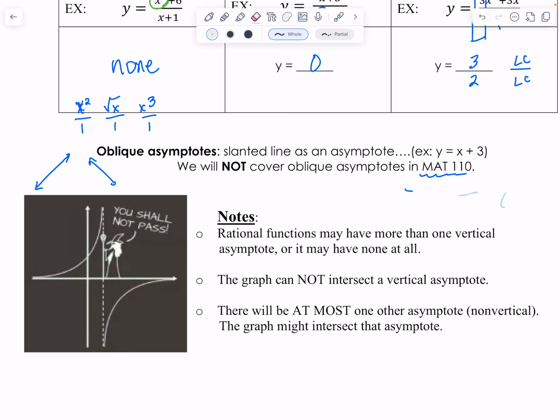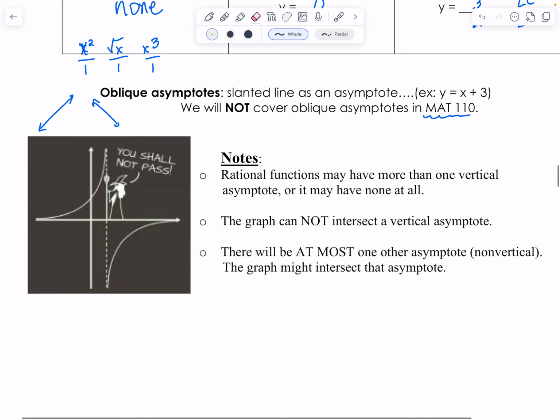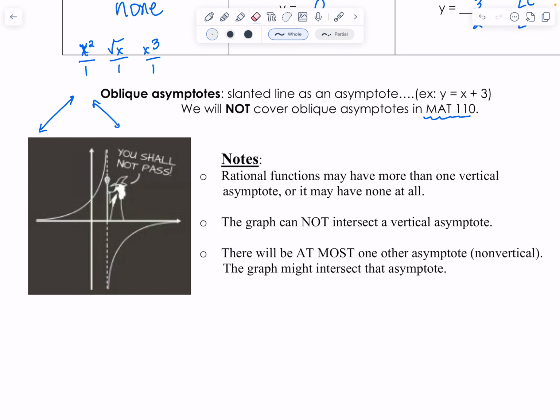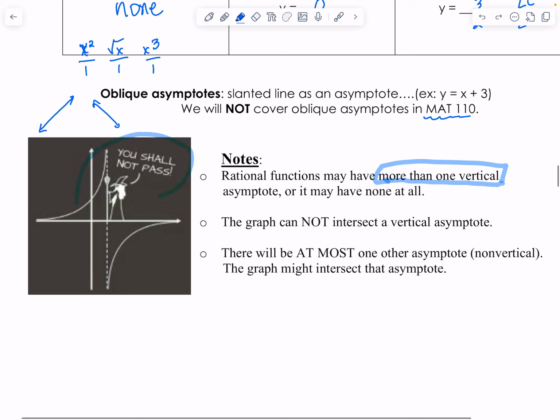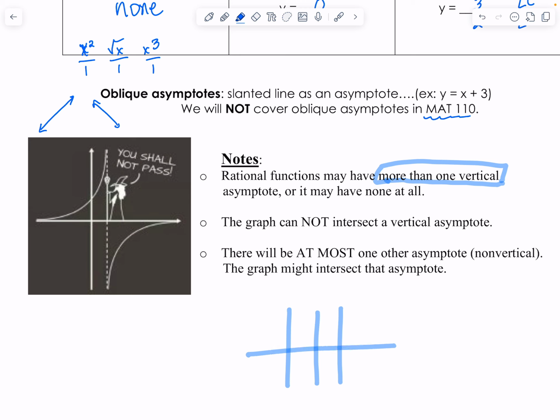So here are just some things to notice. In rational functions, you could have more than one vertical asymptote. You could have 2 of those. We got 1 here, we could have 2 of them. A graph can never intersect a vertical asymptote. So here's Gandalf right here: thou shalt not pass. And there is at most one other asymptote. In other words, you can have a bunch of the vertical ones, but you can only have one horizontal, or one oblique, but we're not going to talk about obliques.